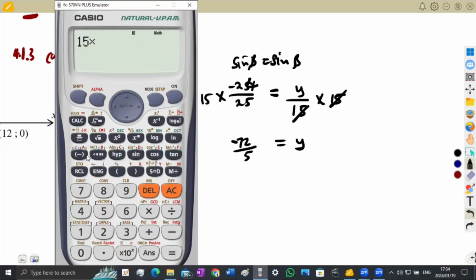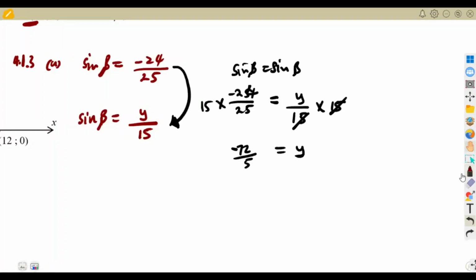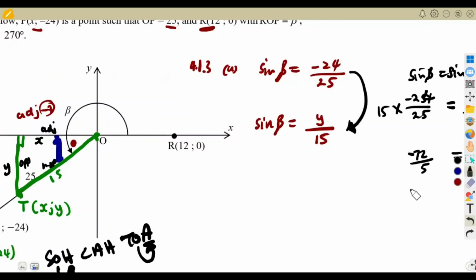My calculator is just a little bit slow. That's negative 24 over 25 like this. You're going to get negative 72 over 5. So that's the same situation that you're going to do to find the value of x. If we check here, we calculated y. So to find x, let me write properly here: y is equal to negative 72 over 5.